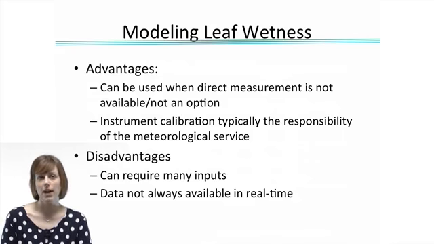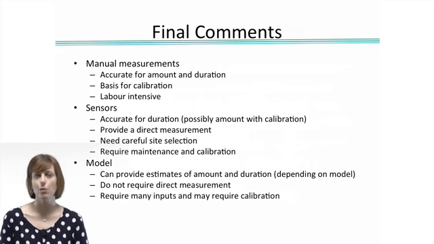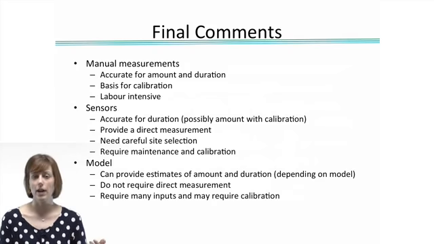Just a few final comments. So manual measurements are probably still the most accurate and will probably be the basis for calibration even into the future. However, they are very labor intensive. And beyond doing this every once in a while as a calibration check, not an ideal scenario for estimation of duration or amount. Sensors are accurate for duration and they show potential that we could use them in the future with calibration to estimate dew amount.